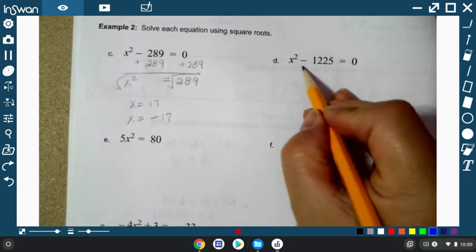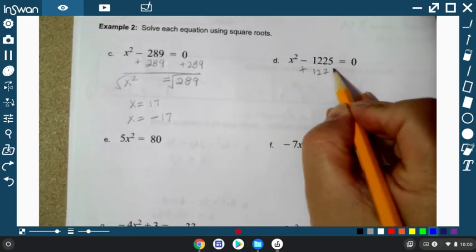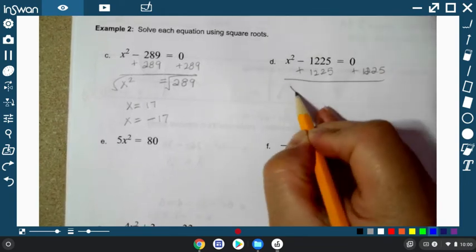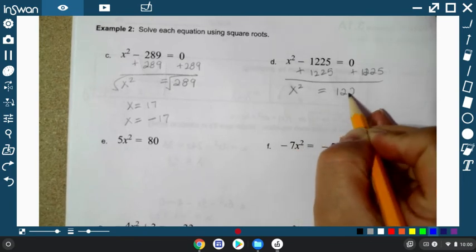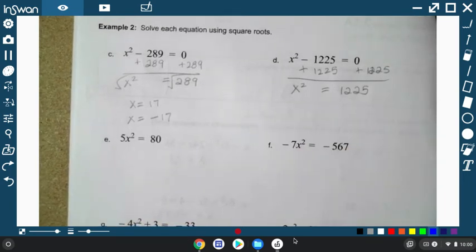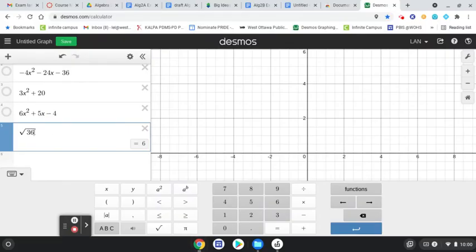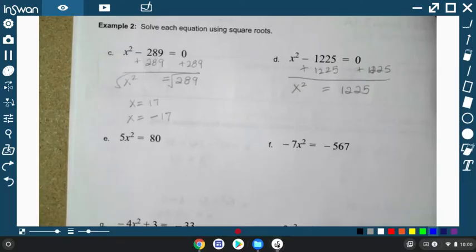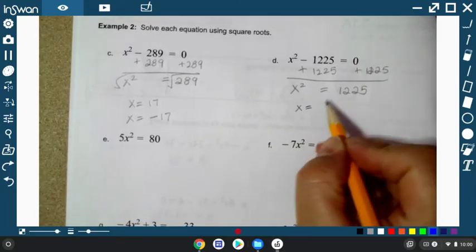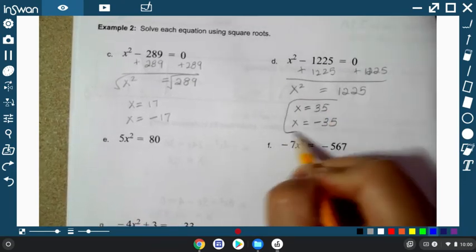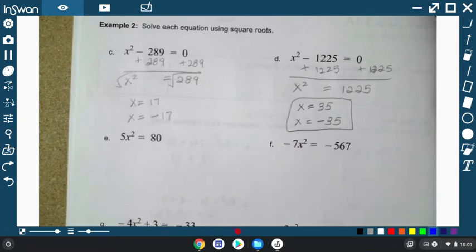Okay? And here I'm going to add that 1,225. X squared equals, and actually I don't know that off the bat, so I'm going to grab my calculator real quick and let's check. In Desmos, did you know you could just type over also? I'm going to just use that. 1225. Exactly 35. All right. So I have here x equals exactly 35 and negative 35. So I have 2 solutions for that problem. All right, so that's with adding and subtracting.